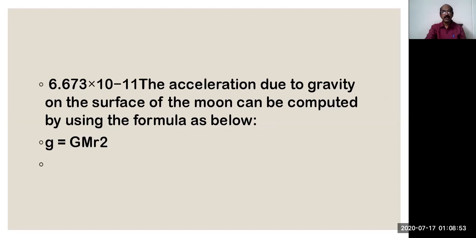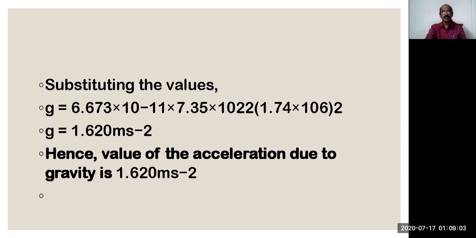The acceleration due to gravity on the surface of the moon can be computed using the formula g equal to GM by r square. Substituting the values given in the example, we obtain the acceleration due to gravity as 1.62 meter per second square on the moon. So the value of acceleration due to gravity on the moon is 1.62 meter per second square.